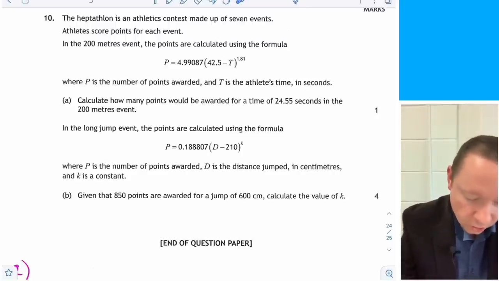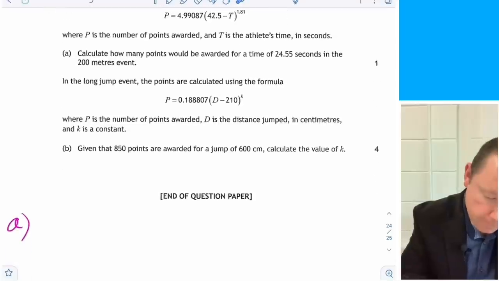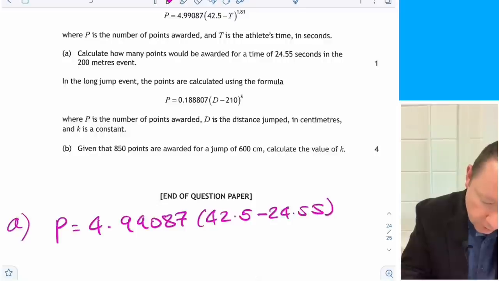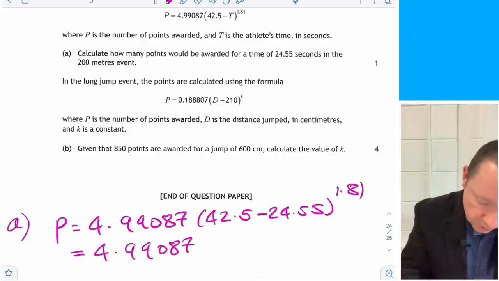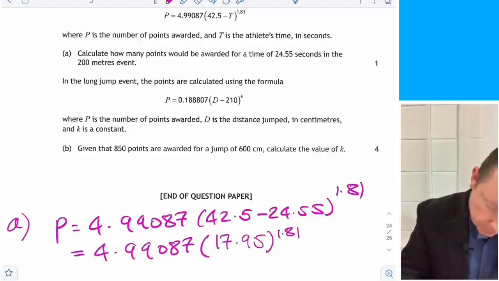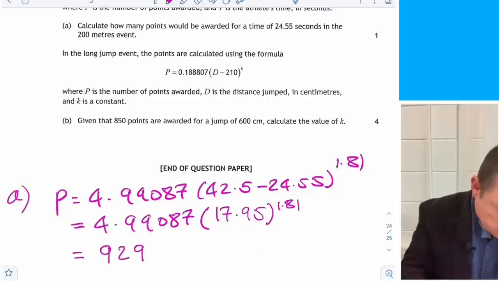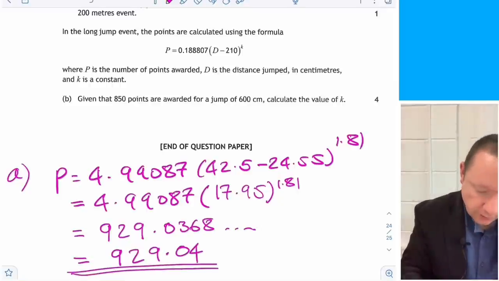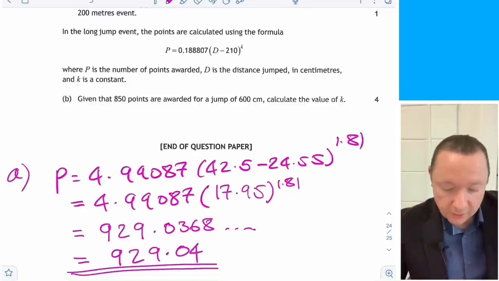So we just need to substitute 24.55 in for T. So we've got P equals 4.99087 times (42.5 minus 24.55) to the power of 1.81. That's 4.99087 times 17.95 to the power of 1.81, which is 929.0368. Let's just make that 929.04. It doesn't quite specify whether the points are whole numbers or not, so that seems reasonable given the accuracy of the rest of the question.